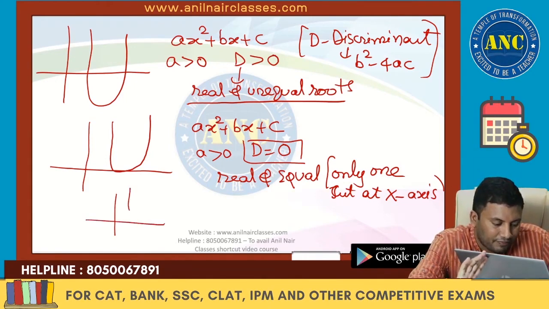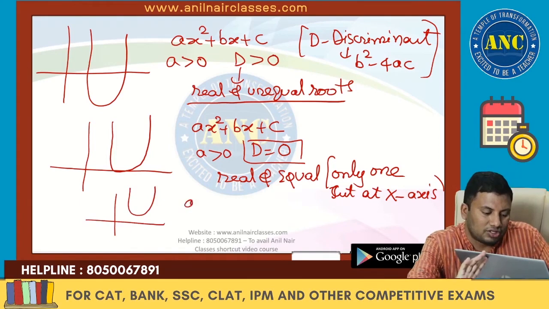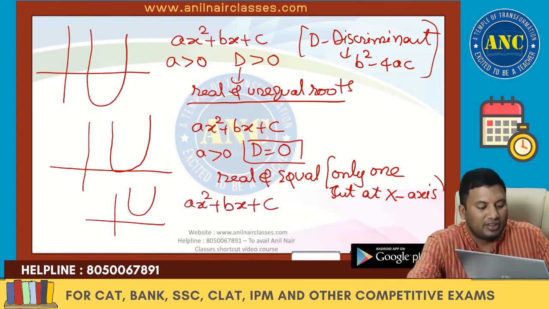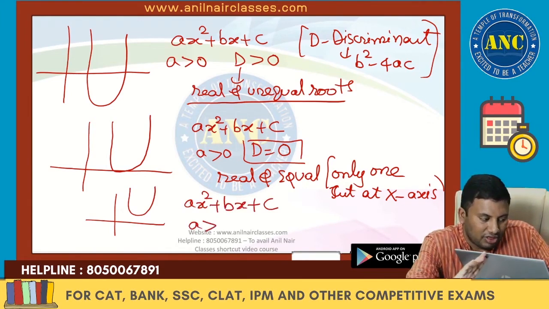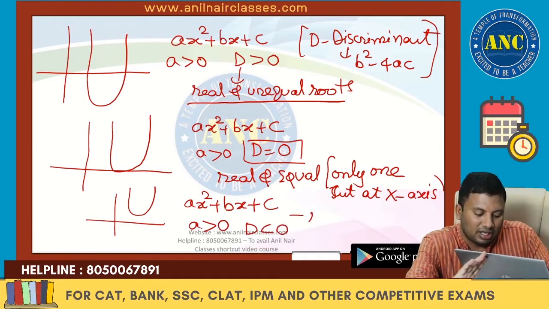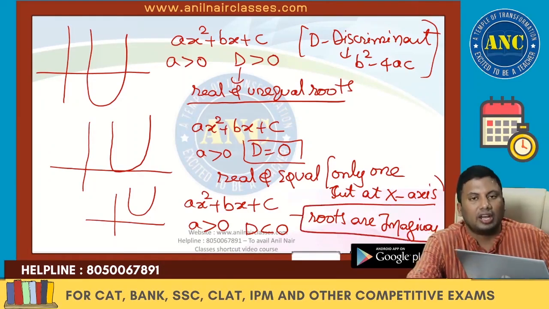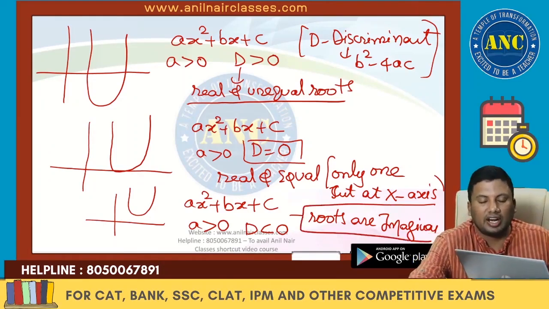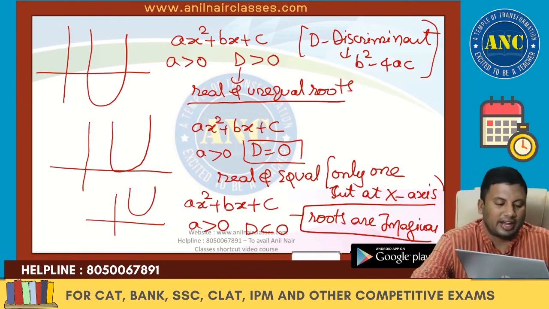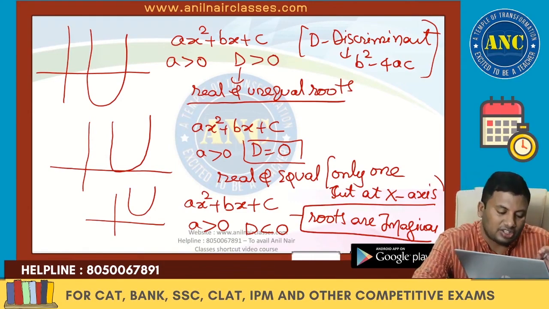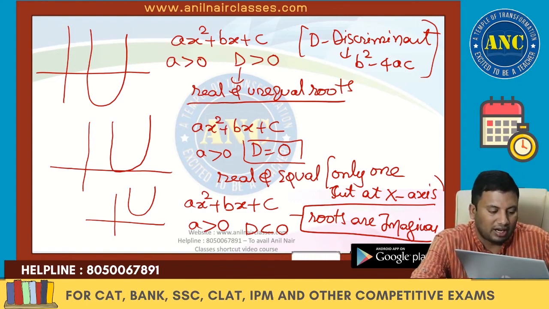Next one: the graph is going upwards, ax square plus bx plus c. This is the graph. A is greater than 0 and D is less than 0. Then the roots are imaginary. If the roots are imaginary, the graph will not touch the axis.